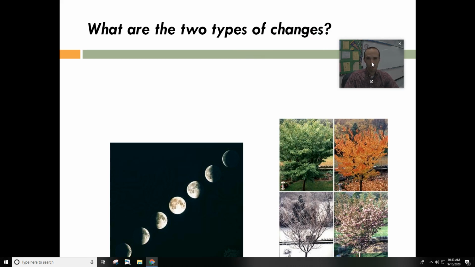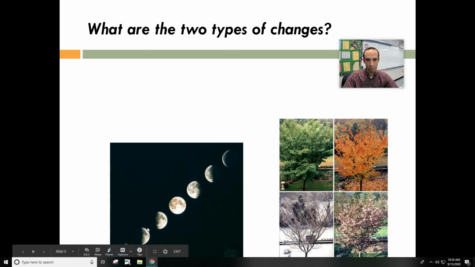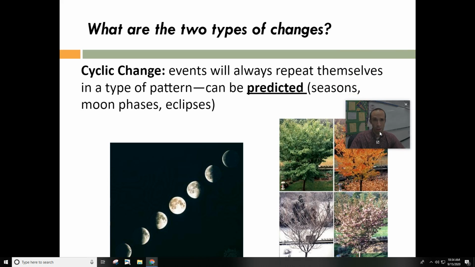So what are the two types of changes besides quick and long term? There's two different types, and you can kind of see this in the pictures that are shown here. We have a change of the moon phases over a period of a month. And you can also see here the change in the foliage on a tree over the period of a year. So these types of changes are called cyclical changes or cyclic changes, things that are going to repeat themselves over and over and over again in a predictable way.